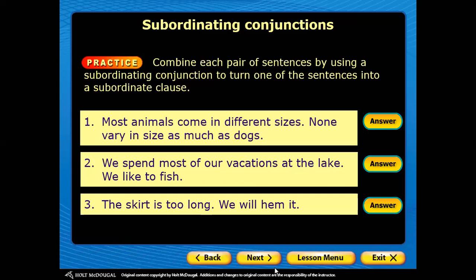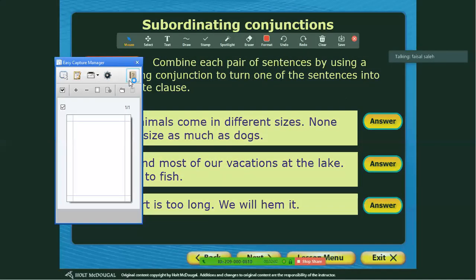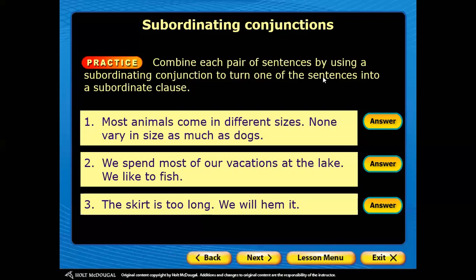Can you read the question and then try and answer the question? So read the top part, please. Combine each pair of sentences by using a subordinating conjunction to turn one of these sentences into a subordinate clause. So here's your plan, Faisal. First, understand the meaning of the two sentences. Second, decide on the relationship between the two sentences. Third, decide on the proper subordinating conjunction, and then decide on the arrangement in which you're gonna put your sentence.